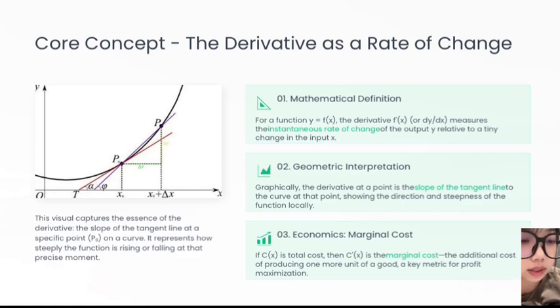Third, economic meaning. Marginal cost. If C of x is the total cost, C prime x means marginal cost. It is the extra money to make one more product. Very important to get the largest profit. The picture on the left corner shows the tangent line idea for derivatives.